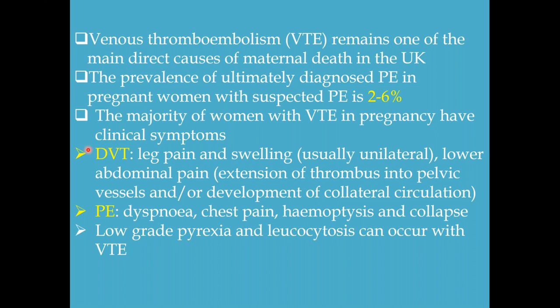The symptoms of DVT: if the woman has leg pain and swelling, usually unilateral, and lower abdominal pain, these are the main symptoms of DVT. Symptoms of PE include dyspnea, chest pain, hemoptysis, and collapse. Low-grade pyrexia and leukocytosis can occur with VTE.